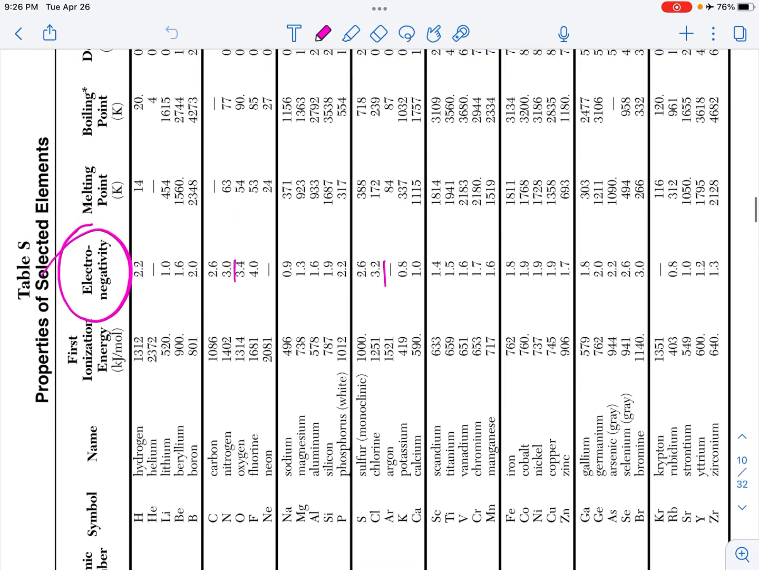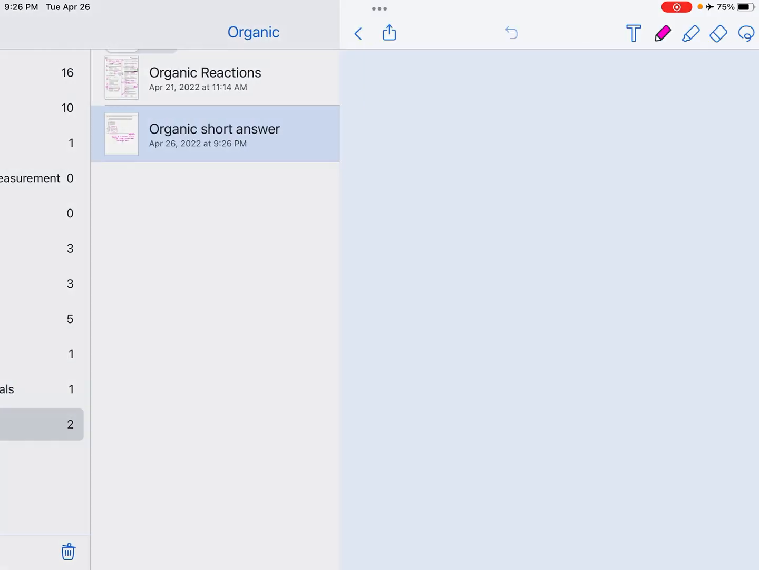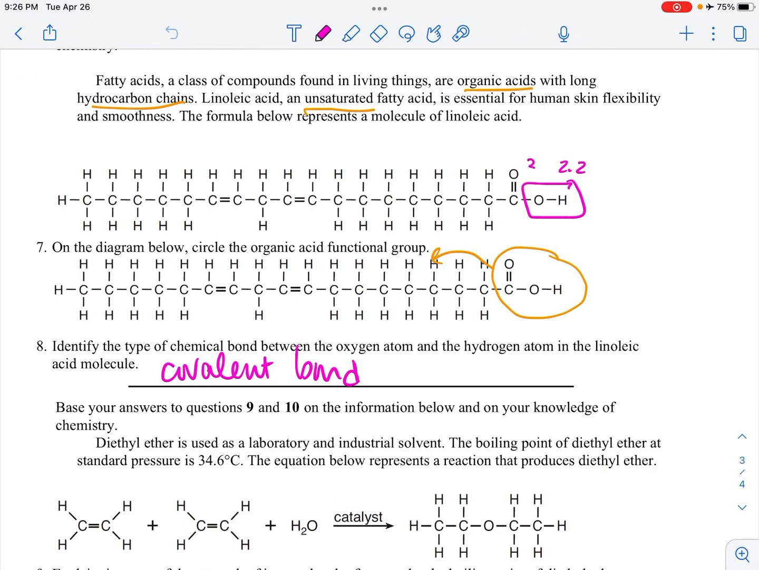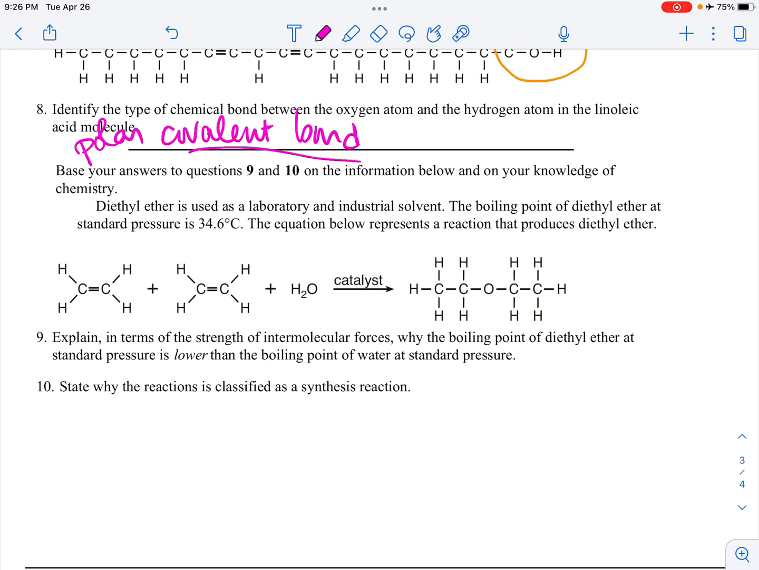Oxygen, and I have to flip my head, 3.0. So if I find the difference, it's 0.8. That is solidly a polar covalent bond. You don't need to include polar. You could just say covalent bond. I'm looking at the answer key. It also includes sigma bond. I mean, we don't talk about that in this course.